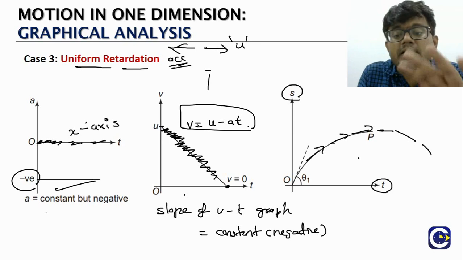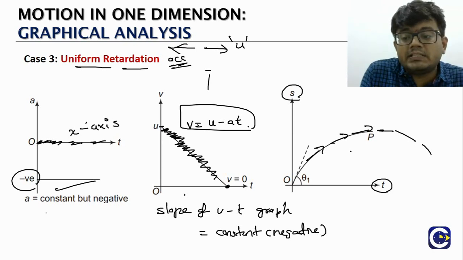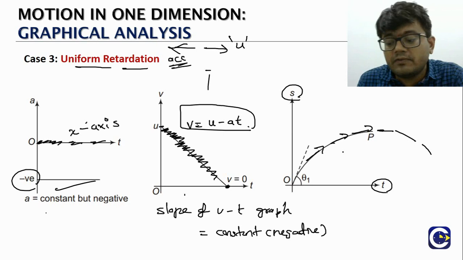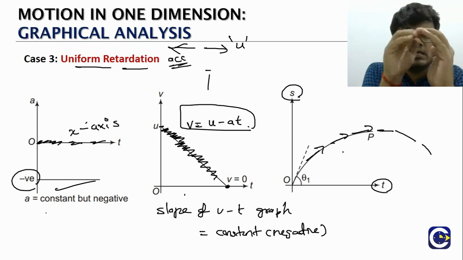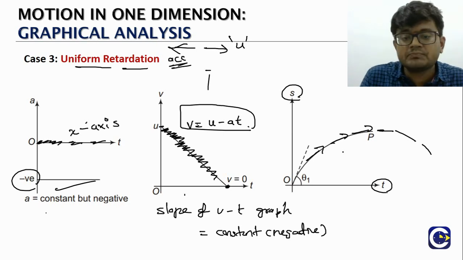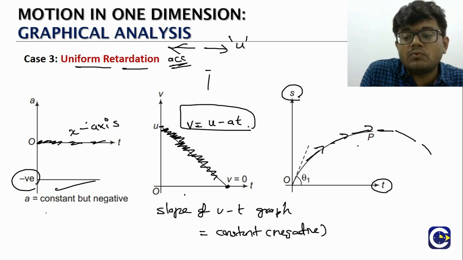That is how the curve will propagate. But here, we have to look at the shape of the curve. What is the shape of the curve? In case of uniform acceleration, what we saw before was concave up. So here, in case of uniform retardation, what do you see? It will be concave downwards.